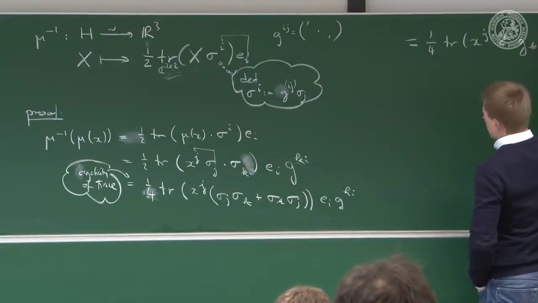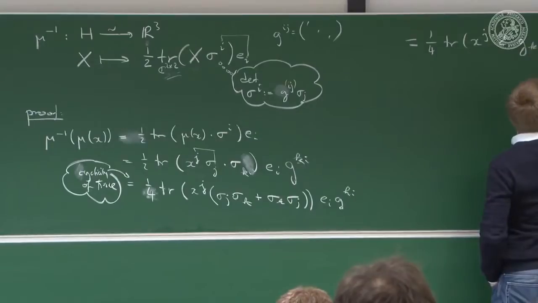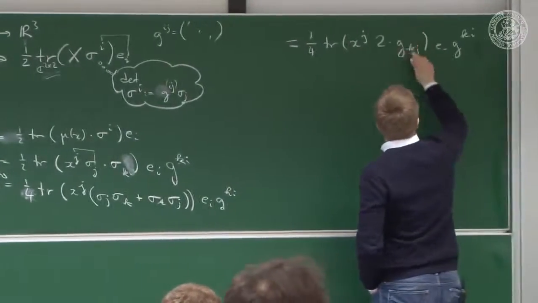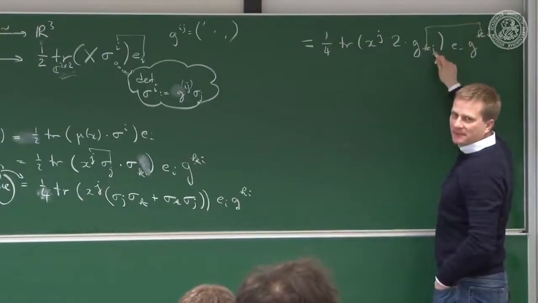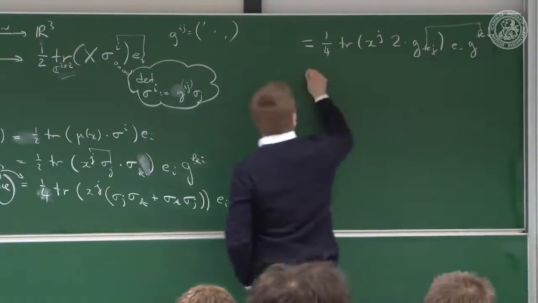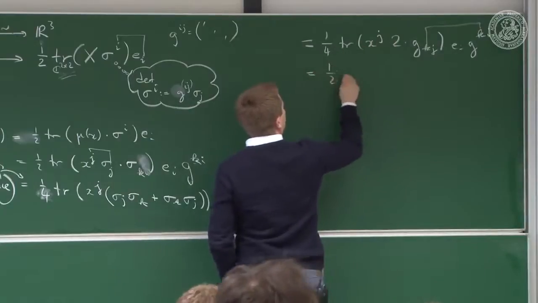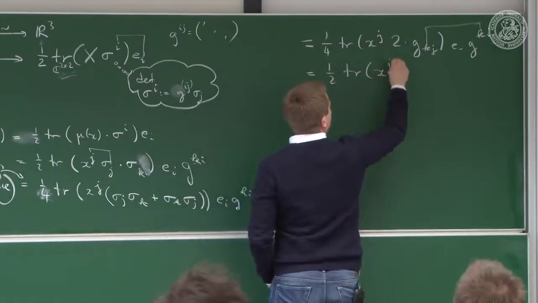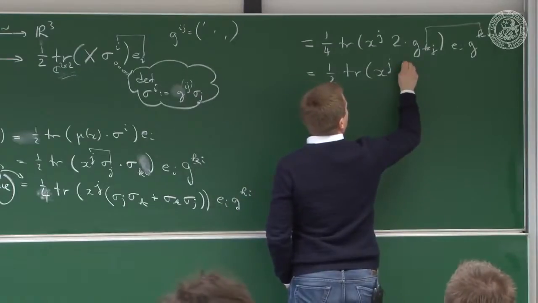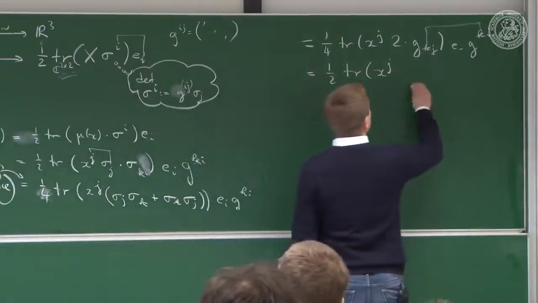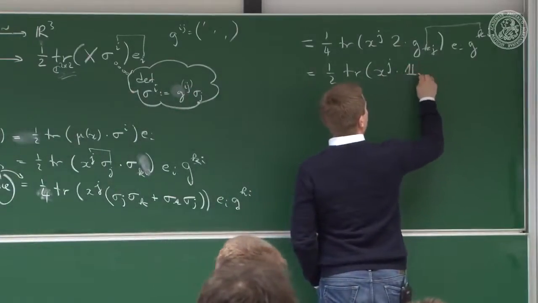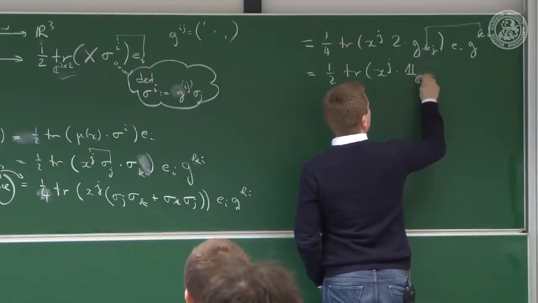bracket closes E_I G_KI. So this guy again jumps out, but then K goes with K and gives you a delta IJ. So the 2 goes here, and this is 1/2 trace X_J. And here you have still a 2 by 2 complex unit matrix. So everything goes, and here you have still the identity, 2 by 2 complex, right?